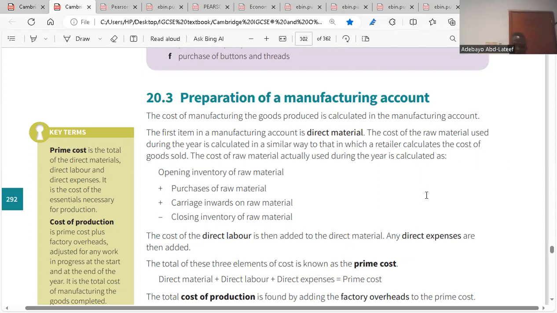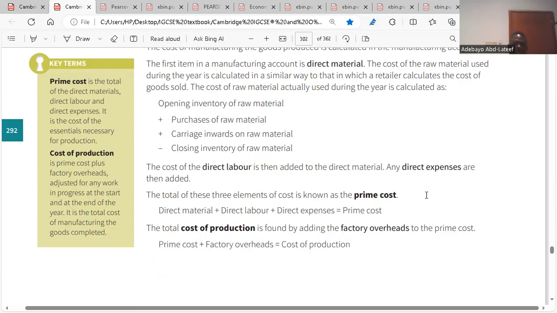So what you get is your cost of raw material. Then the cost of direct labor is added to the direct material. Any direct expenses are then added. The total of these three elements of cost is known as the prime cost. So what is our prime cost? Our prime cost is direct material, direct labor, plus direct expenses. We know what direct material is: the raw materials that are purchased to make the production. Direct labor are those workers that are involved in that production, and direct expenses are the expenses linked to that production. So that gives us our prime cost. I think that is clear.